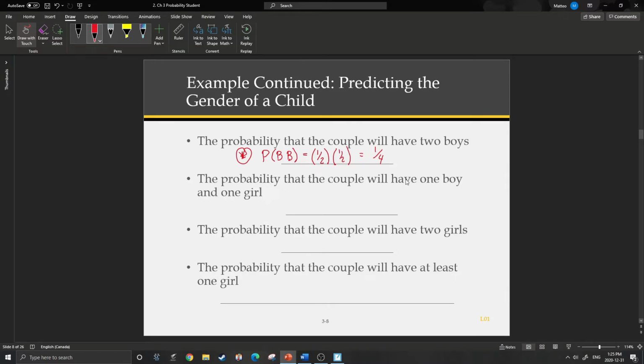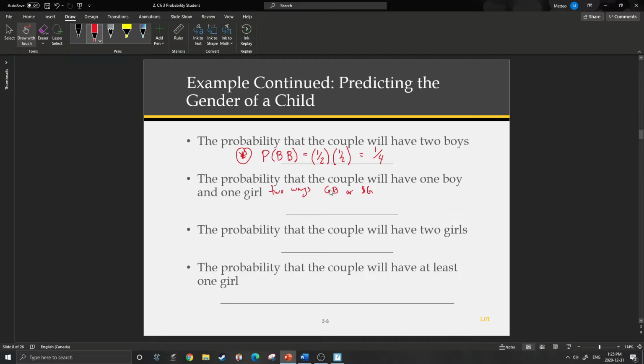Well, we'll have one boy and a girl. Notice how it's not stipulating that it happens in a certain order, right? Just have one boy and one girl. Well, there are 2 ways this can happen. You could have a girl and then a boy, or you could have a boy and then a girl. That would satisfy what the question's asking for.